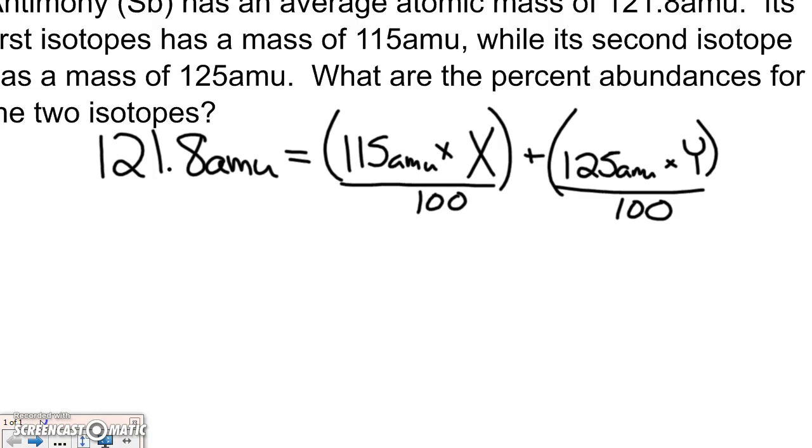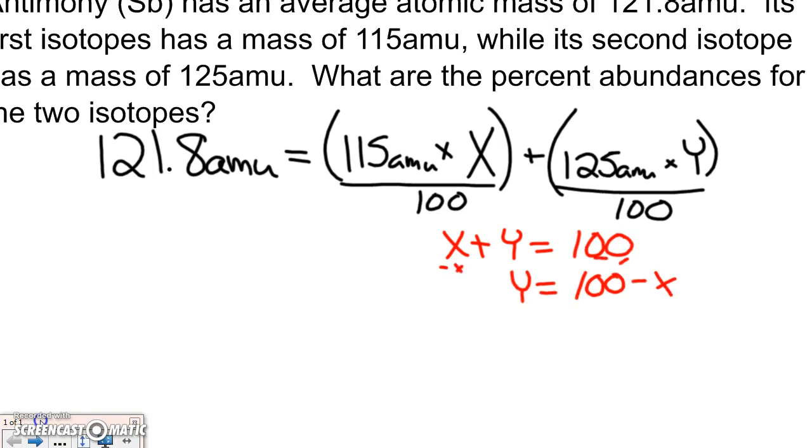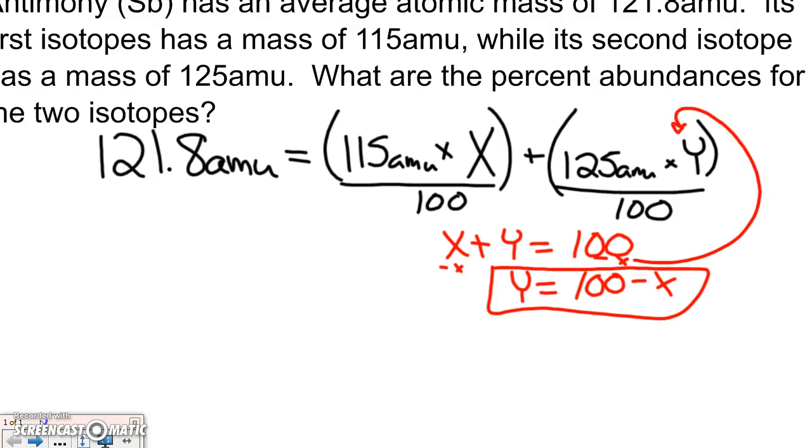Now if we write our second equation, x plus y, we know that those have to equal 100%, because whenever we have percent, it means per 100, so x plus y are going to equal 100. If I rearrange this and solve for y, I get 100 minus x, because I subtracted x from both sides. Now that we have two equations, we're going to take our second one and plug it in for y.